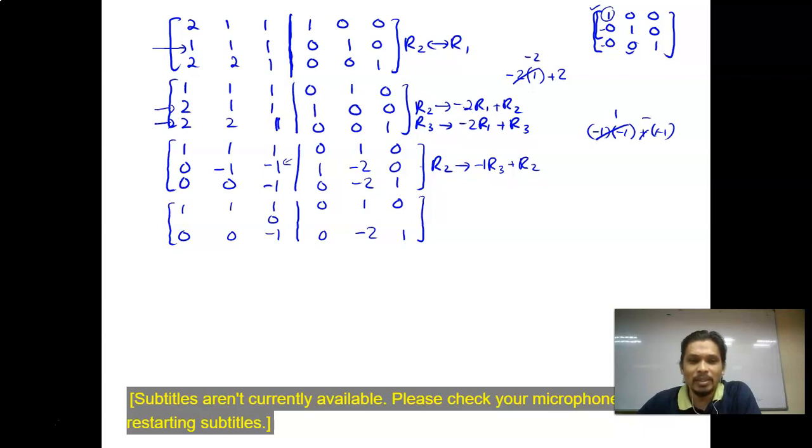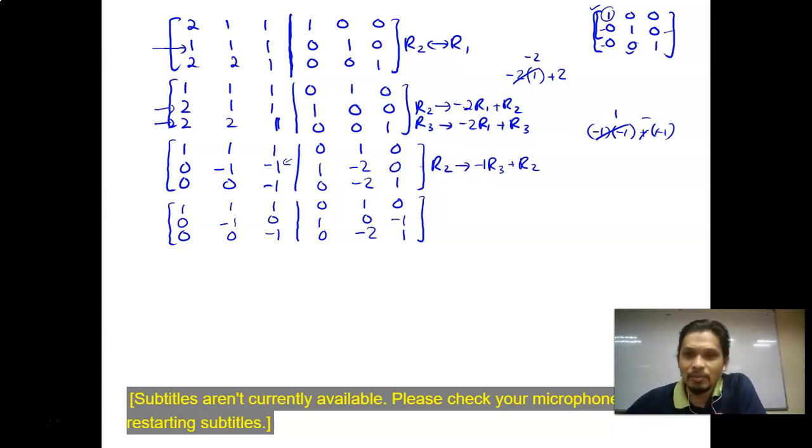-1 times R3, -1 times 0 equal to 0. Plus with -1, -1. 0 is 0, 0. -1 times R3, -1 times 0, 0 plus 1 equal to 1. -1 times -2 equal to 2. 2 plus -2, 0. And -1 times 1, -1 plus with 0, -1. There you go.